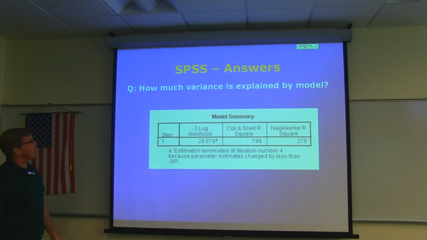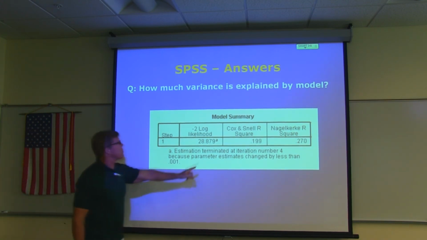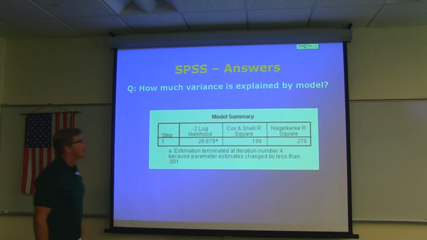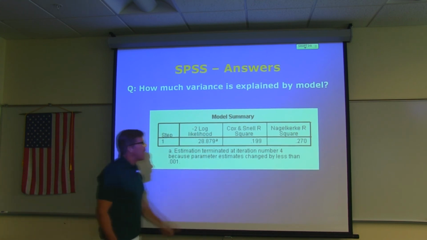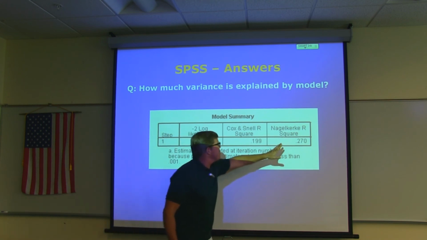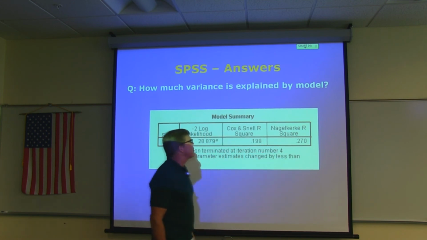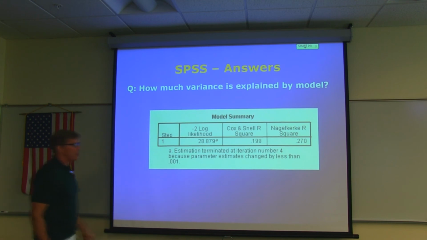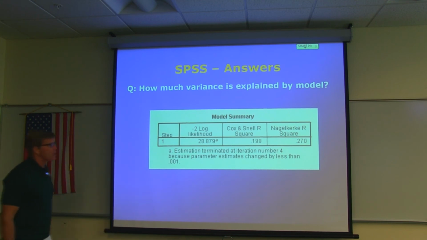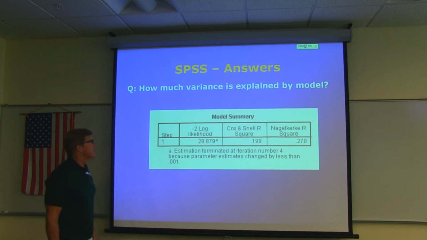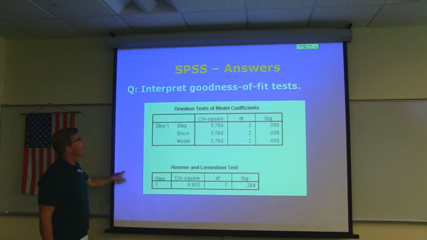How much variance is explained by the model? Again, we have our two types of R squared, Cox and Snell, and Nagelkerke. Okay, we see again not a whole lot of relationship, in terms of shared variation. So it's about 19.9% to 27% of the variation in Y prime, of course, can be explained by the variation in the independent variables. All right, so again, pretty standard stuff.